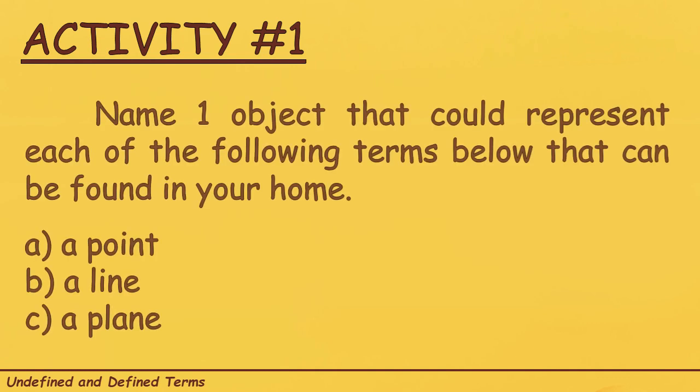Activity number 1. Name one object that could represent each of the following terms below that can be found in your home. A. A point. B. A line. C. A plane. Okay, so maybe you are going to write your answer in your notebook and I am going to give you 1 minute. 1 minute starts now.